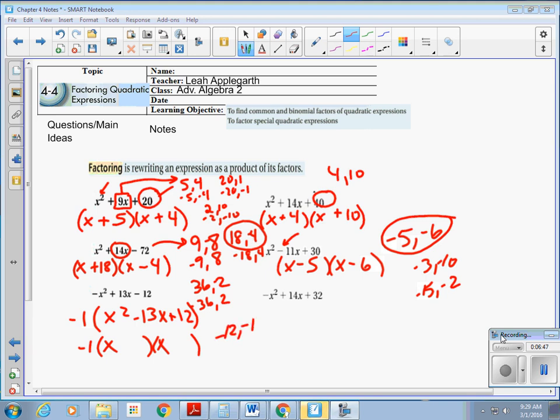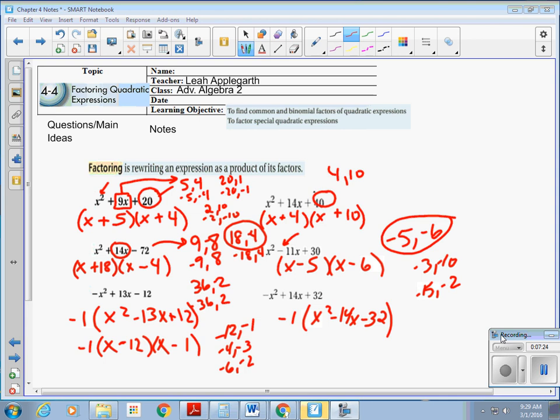Negative 12, negative 1. Other possibilities are negative 4, negative 3, or negative 6, negative 2. And the one that adds up to give you negative 13 is negative 12 and negative 1. All right, let's see that one more time. We factor out the negative 1. It changes the sign of everything in my parentheses.